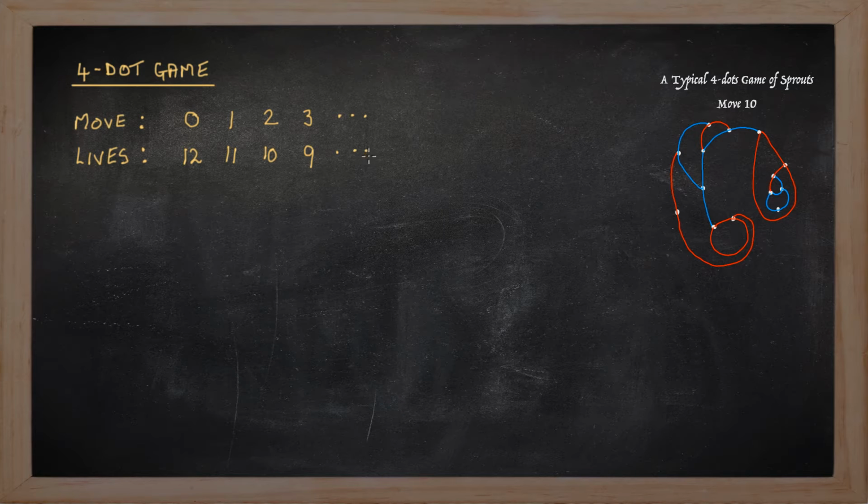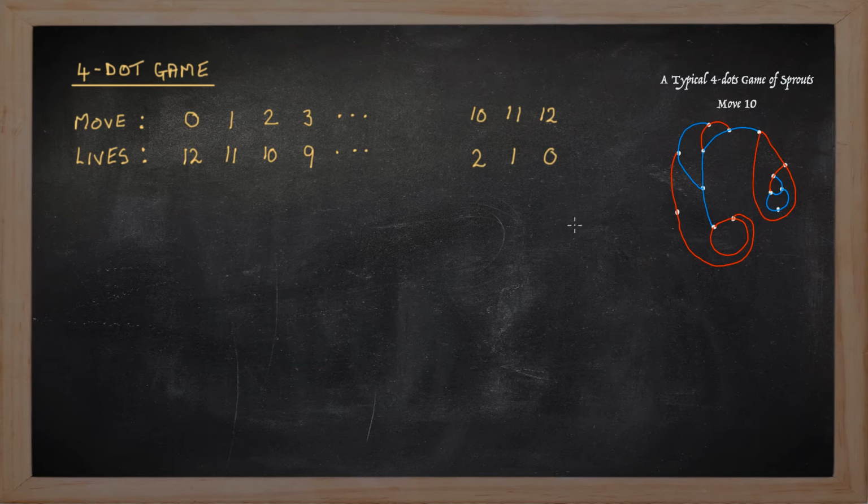So we can continue that on. Suppose we had 12 moves, there would be no lives left. 11 moves, there would be 1 life left. 10 moves, like the one we have here, 2 lives left.